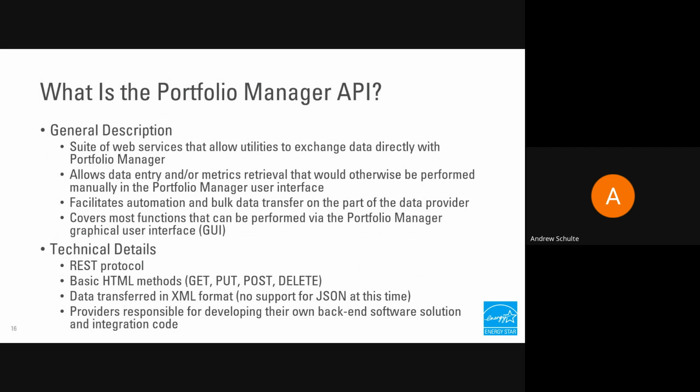We commonly get the question of whether JSON is acceptable as formatting, and I would note that at this point in time, Portfolio Manager does not support JSON. So all payloads that are either being sent or received as part of your web service call will need to be formatted in XML.